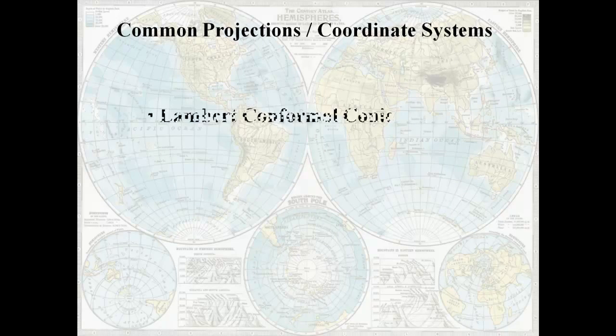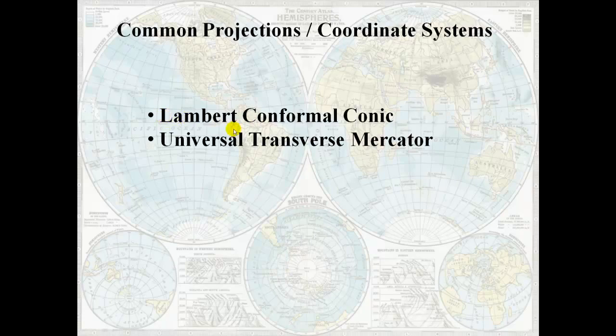So here's a couple common projections. Lambert conformal conic. So we've got conic projection. Conformal means preserving shape. And we've got universal transverse Mercator. So Mercator is a cylindrical projection. Transverse is like a cylinder that's rotated down so that it's laying on its side. So the transverse Mercator projection is a cylindrical projection where the axis of the cylinder is oriented east-west.